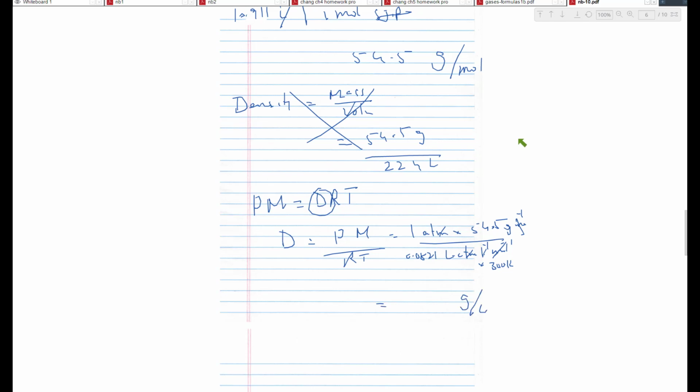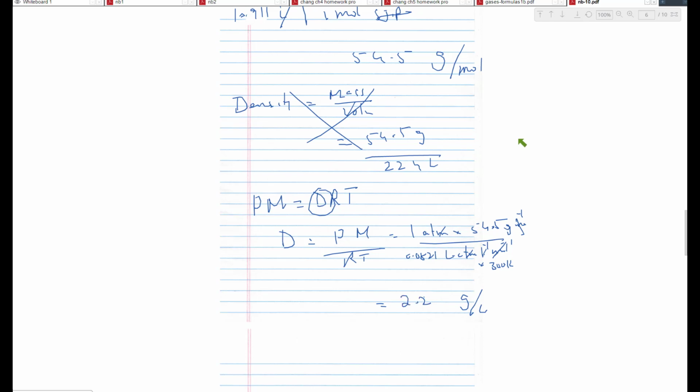Use the calculator to get the answer. You get 2.21 grams per liter. Yes, you're right.